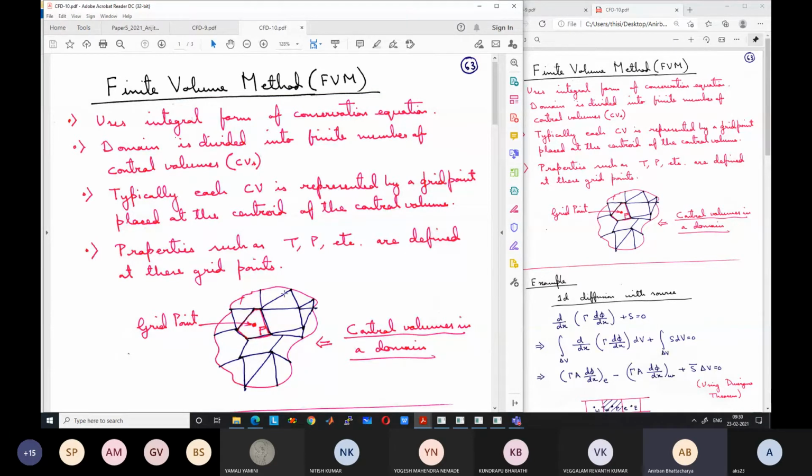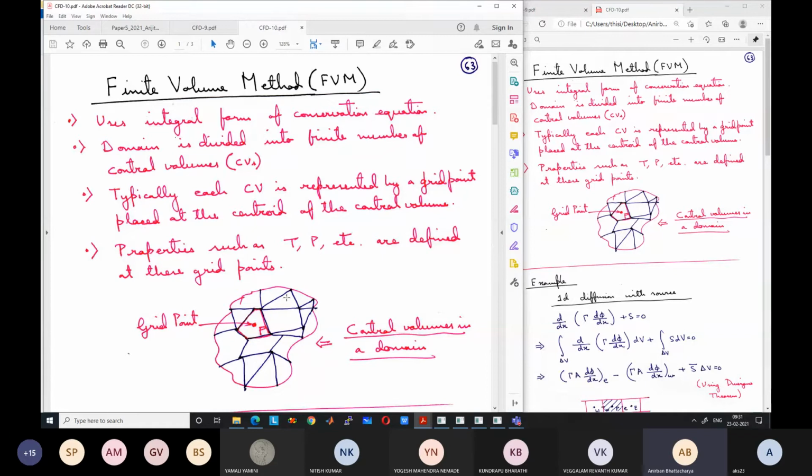So this is what you get after meshing in a typical software. You get the control volumes. Each control volume is represented by a grid point. This grid point is typically at the centroid of the control volume. Centroid means the center point. If it's a triangle, it is at the centroid of the triangle. If it's a 1D problem, the control volume will be a line, and the grid point will be at the center of the line.